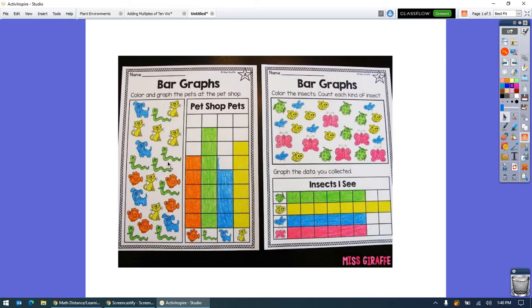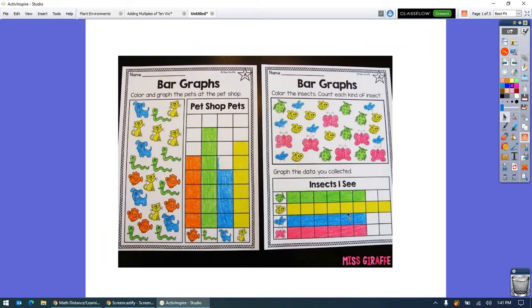And so some information that I can get from this graph is how many goldfish does the pet shop have? How many cats and dogs does the pet shop have? How many pets does the pet shop have in all? So all of these are questions that I could answer from just looking at this graph.